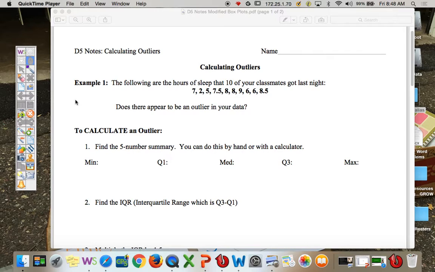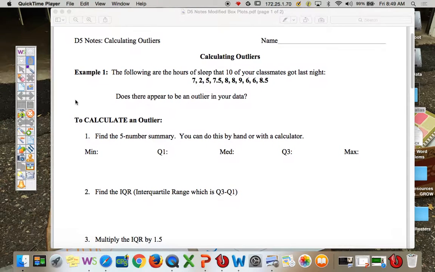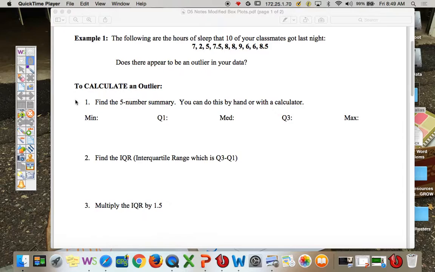Example 1, the following are the hours of sleep that 10 of your classmates got last night. We have 7, 2, 5, 7.5, 8, 8, 9, 6, 6, and 8.5. Does there appear to be an outlier in your data? You could argue, well, 2 is pretty far away from the rest of the numbers, but how do we know for sure? Because really 2 isn't that far away from 5. So let's calculate and see whether it's really mathematically an outlier.